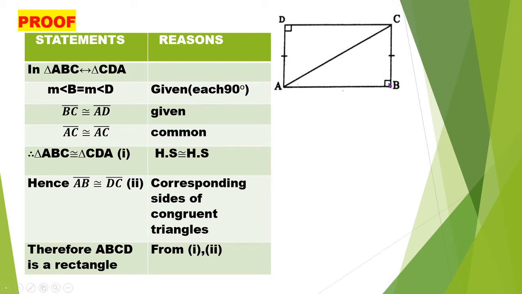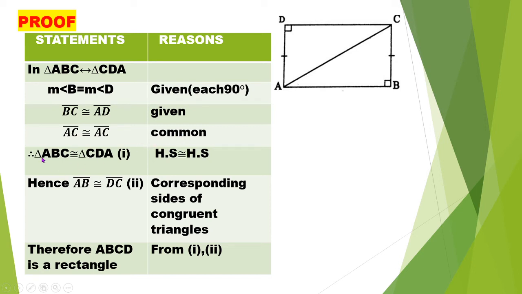The first thing, which we already have in the given, is that angle B is congruent to angle D, which is given. Then side BC is congruent to side AD. It is also given, so the reason for this statement is given. Then you can see that side AC is the common side of these two triangles. So AC is congruent to AC, and the reason for this statement is common.